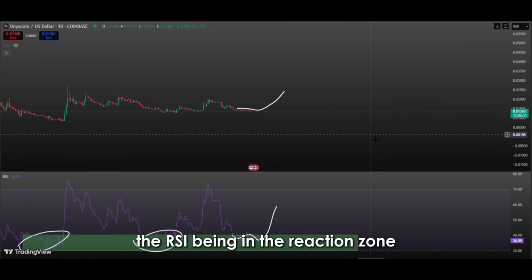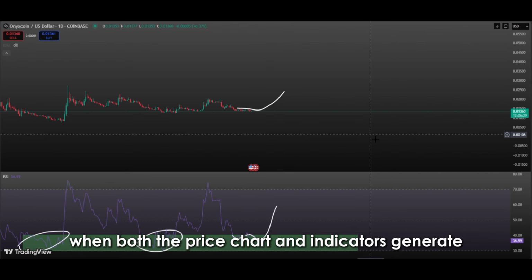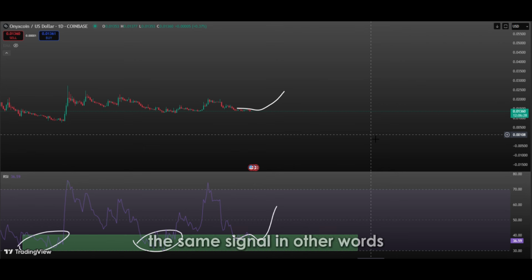The RSI being in the reaction zone also indicates that the price is technically close to support levels. This situation becomes even more significant when both the price chart and indicators generate the same signal. In other words, if price is at both a horizontal support level and in the RSI reaction zone, this combination boosts buyers' confidence. That in turn increases the short-term probability of upward movement.